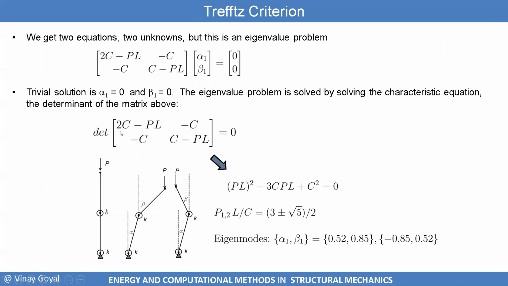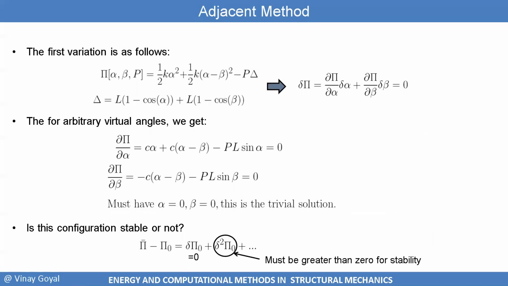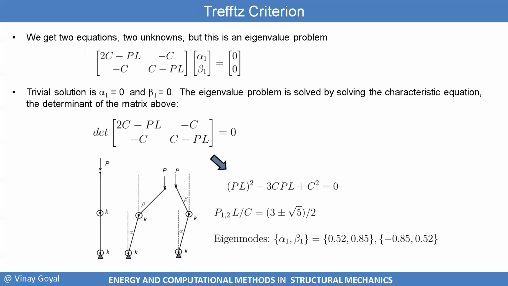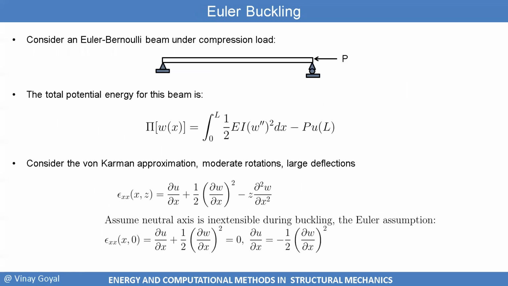But we found that the determinant is another possibility, and from there we found the critical value by looking at the solution to this characteristic equation. So we get two eigenvalues, two eigenmodes, and one of them is the most critical. Great. So we made a lot of progress here in determining how to calculate buckling.